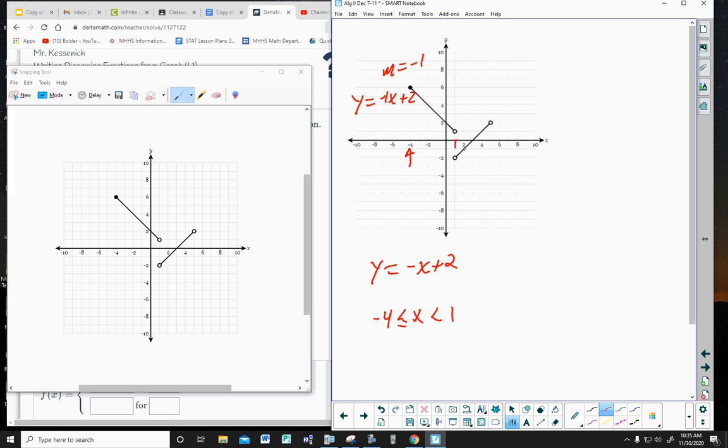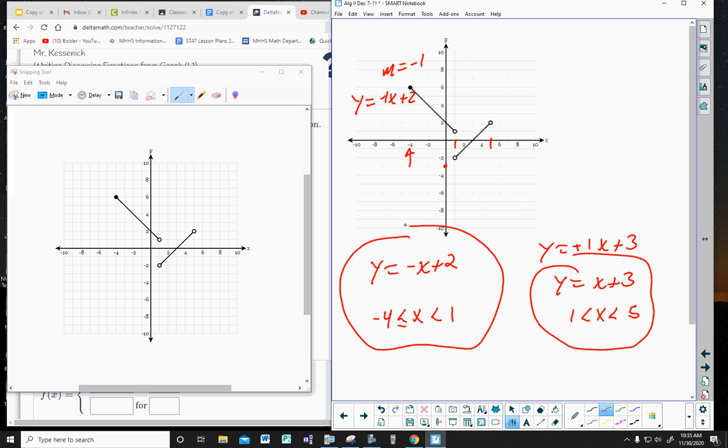Okay, now this one also has a slope of 1, so that's beautiful. So that means I have a y-intercept of 3. So y is equal to 1x plus 3, or y is equal to x plus 3, would be cleaner. And it's good between 1 and 5. It's open on both ends. It's bigger than 1 and less than 5. So these are the two sets of equations that you would type in, or two sets of stuff.